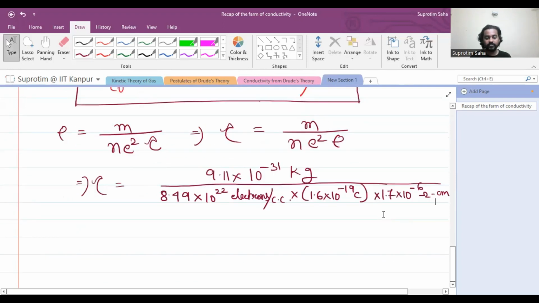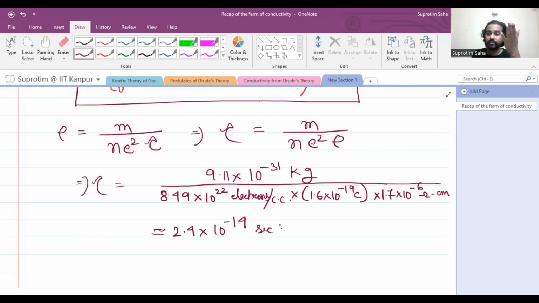So now, if you calculate that, keep track that cc you have to convert to SI units, into meter cube, and also this ohm centimeter you have to convert into ohm meter. So the final result is 2.4 into 10 raised to minus 14 seconds. If you recall from the earlier lecture, we had an estimate of tau to be of the order of 10 raised to minus 14 to 10 raised to minus 15 seconds. So the mean time scale between two collisions for copper comes out to be of the order of 10 raised to minus 14 seconds, which we derived earlier.